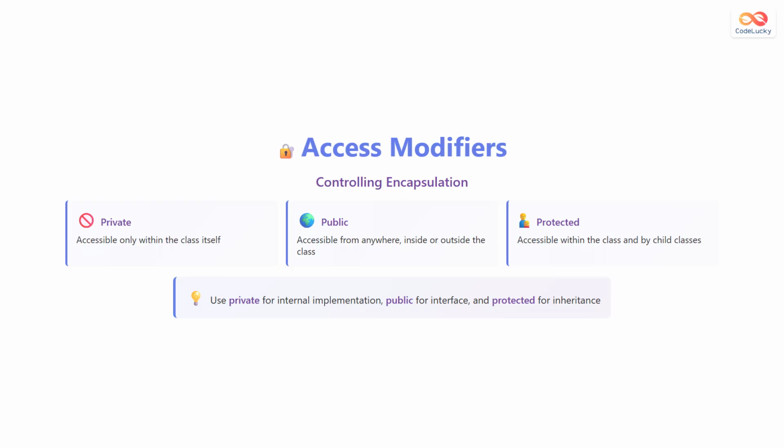Access modifiers control how data and methods can be accessed. Private means the data is accessible only within the class itself and is hidden from the outside. Public means the data is accessible from anywhere, inside or outside the class. Protected means the data is accessible within the class and by child classes that inherit from it. Using private for internal implementation, public for the interface, and protected for inheritance helps you maintain proper encapsulation.